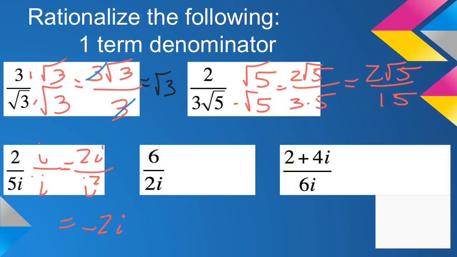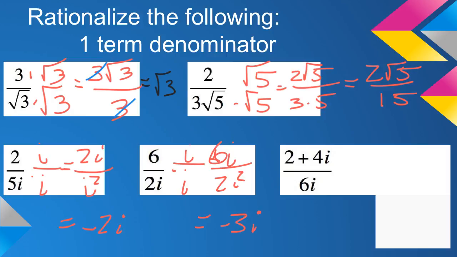Same idea for 6 over 2I. It's just the I in the bottom that's bad. I don't care about the 2. It's the I I don't want. So I'm going to multiply by an I on bottom here, which means I got to multiply by an I on top there. Not squared, just the I. There we go. So this turns into 6I over 2I squared. And I squared is a -1. 6 over 2 reduces, so this all turns into a -3I on top, because 6 divided by 2 is 3.